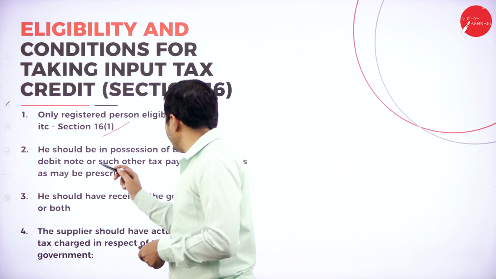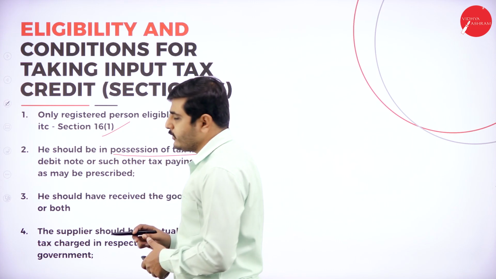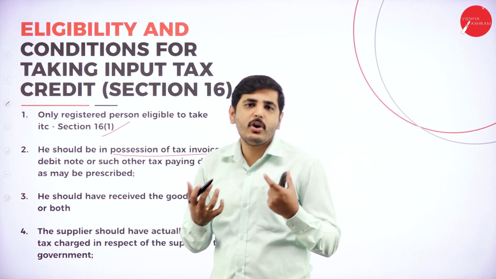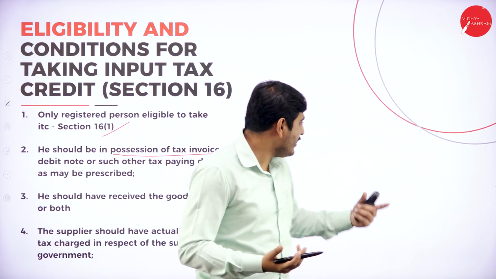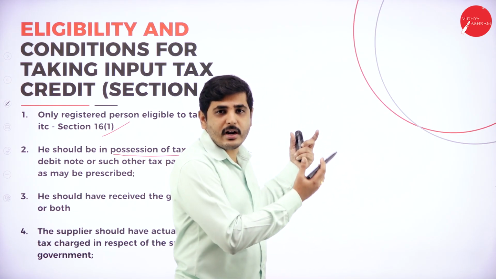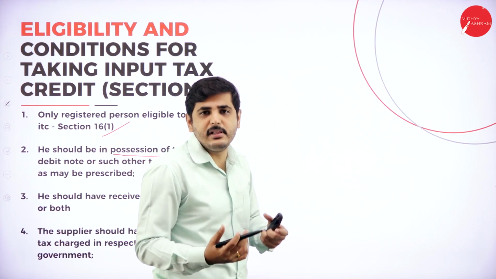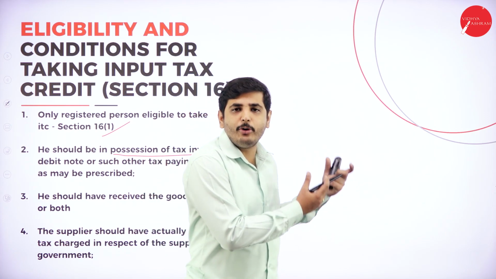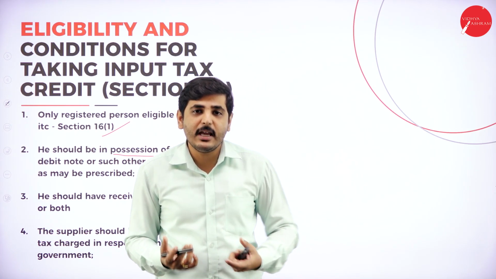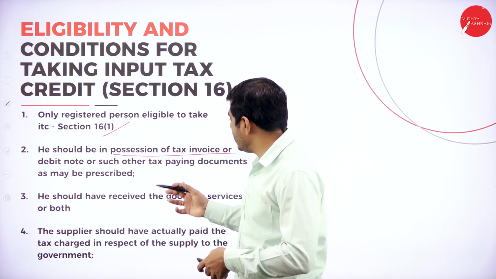Next one, he should be in possession of a tax invoice. So he should be having all the documents, so that on what amount we can get the tax. For example, what are the bills? I should produce all bills, documents, how much I produce, how much raw materials I purchase. All documents have to be produced to the tax authority.